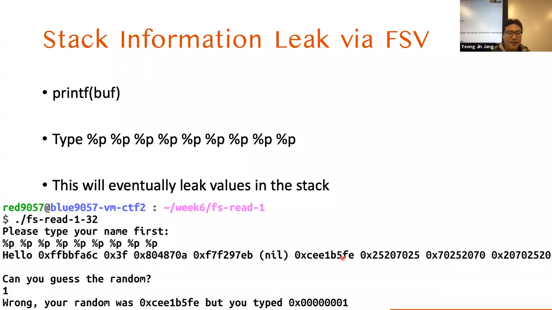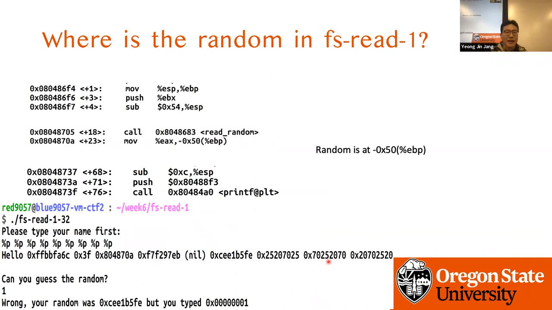And the important thing is how you can calculate the distance between the percent P, so percent 1, 2, 3, 4, 5, 6. So if we use percent 6$P, then it will print out the random value immediately. And how you can calculate that is, if you check the disassembly, it will do read random, and then the return value will be stored into the EAX, and that will be stored into EBP minus 0x50. Yeah. So random value is at EBP minus 0x50.